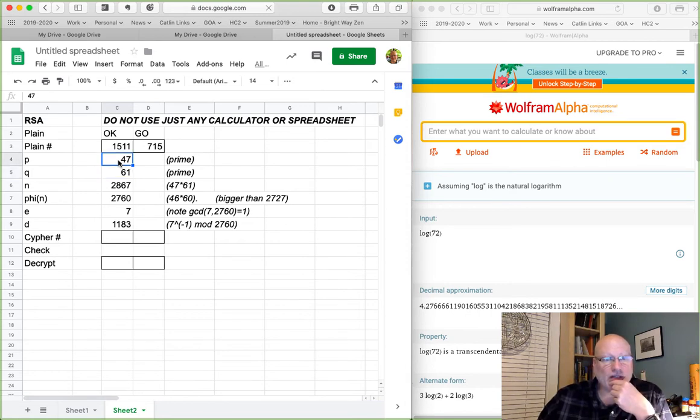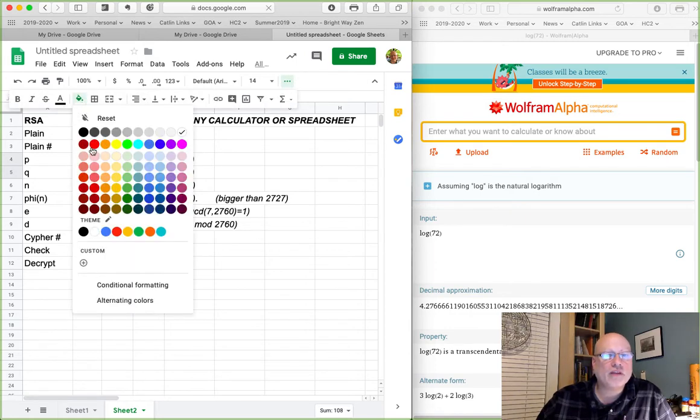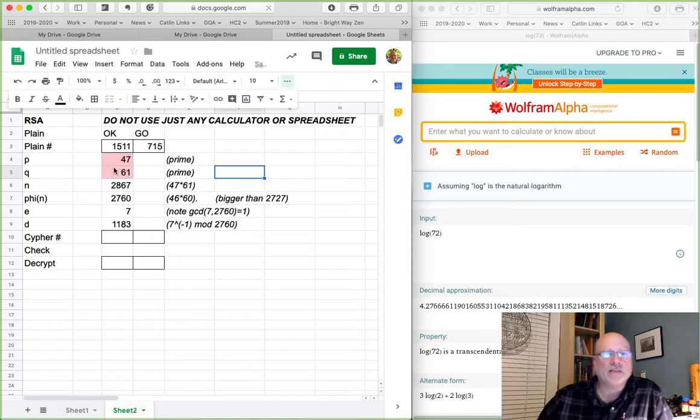It's worth mentioning, I'm going to highlight this. I'm just going to color these red, because these are numbers that are secret. We don't want people to know. That's the whole point of RSA, this public key encryption. There are certain things that we're going to hold on to, and then there are certain things that we make public for other people. So the first thing we do is we know what our primes are. No one else does.